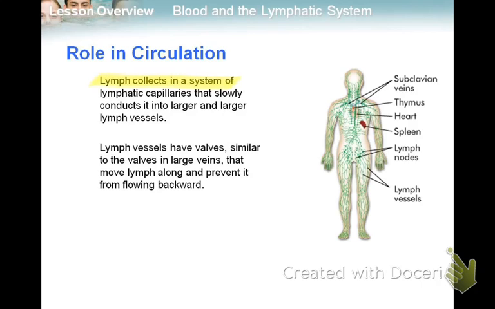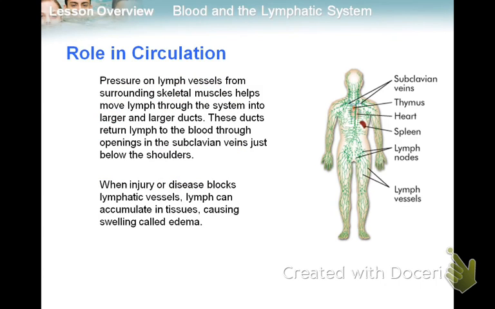Lymph collects in capillaries that conduct it into larger and larger lymph vessels, much like what we see in the circulatory system. Lymph vessels have valves, similar to veins, that move the lymph along and prevent it from flowing backwards. Pressure on the lymph vessels from muscles helps move the lymph through the system into larger and larger ducts. So, sounds familiar, very much like the movement through veins. These ducts return lymph to the blood through openings in the subclavian veins just below the shoulders.